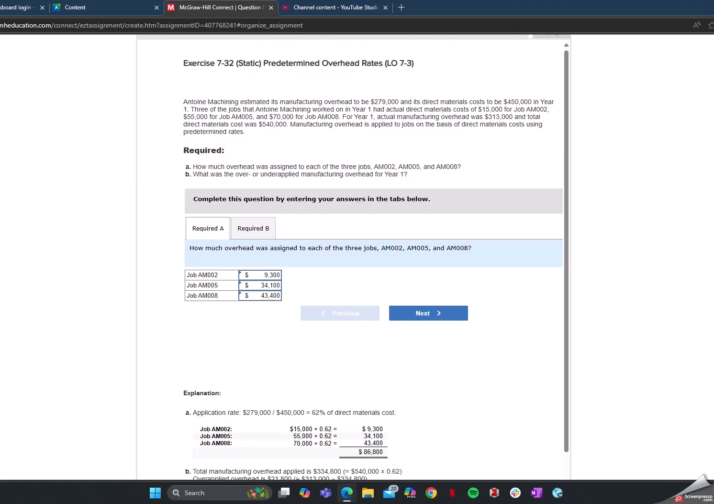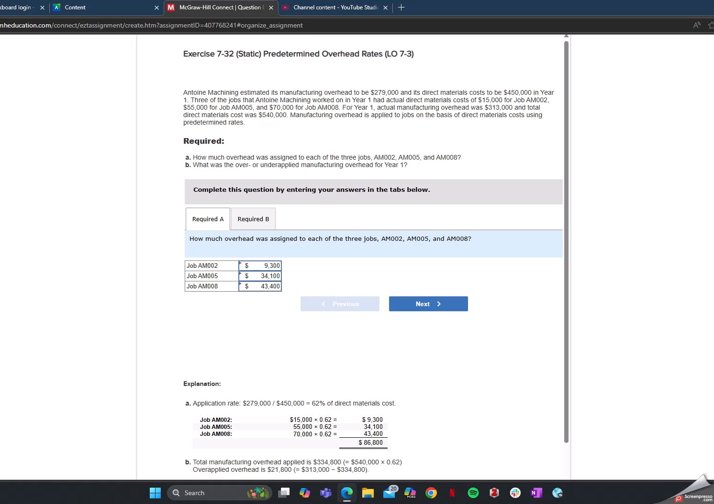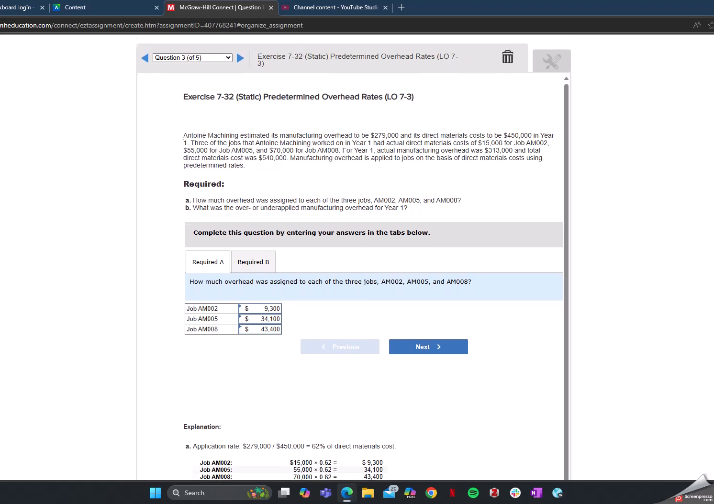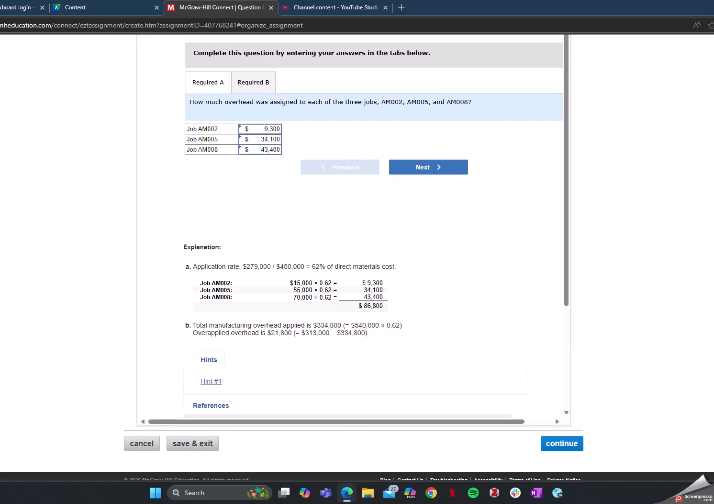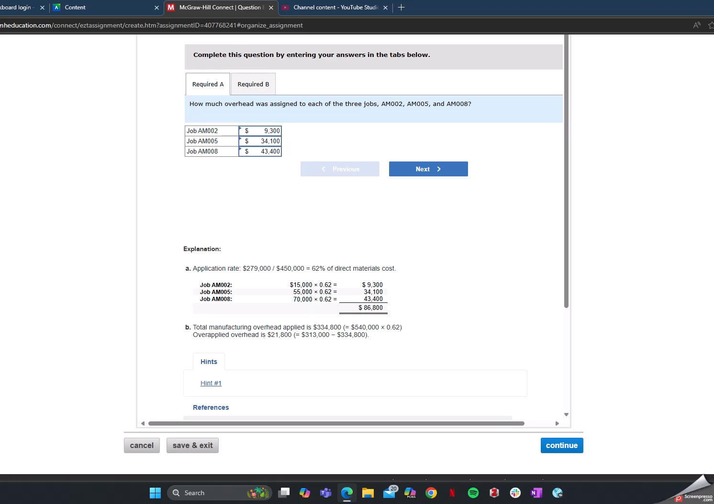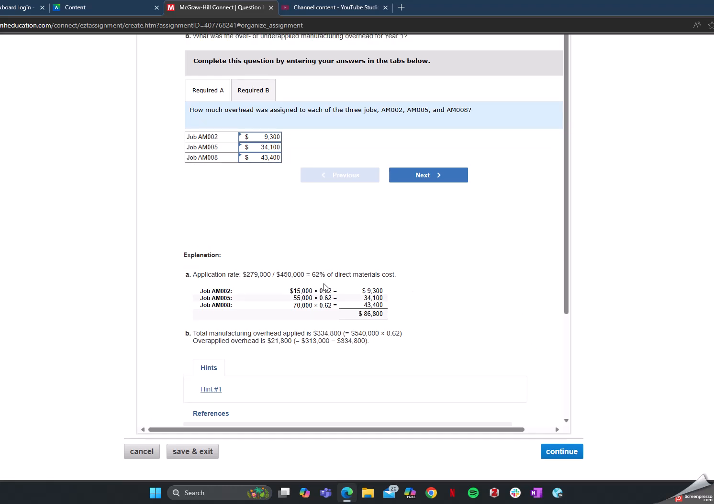So if we come down, we've got the application rate of the $279,000 divided by $450,000. So the $279,000 is the overhead divided by the direct material costs, and that gives us a rate of 62%, 0.62.